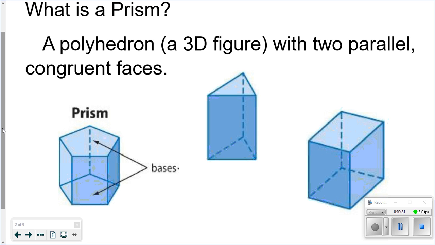triangular prism that looks like this. Is this sitting on its base? This is not its base. What is the base of this? What shape? Triangle. It's a triangle base. So we have to know what the base is in a prism.